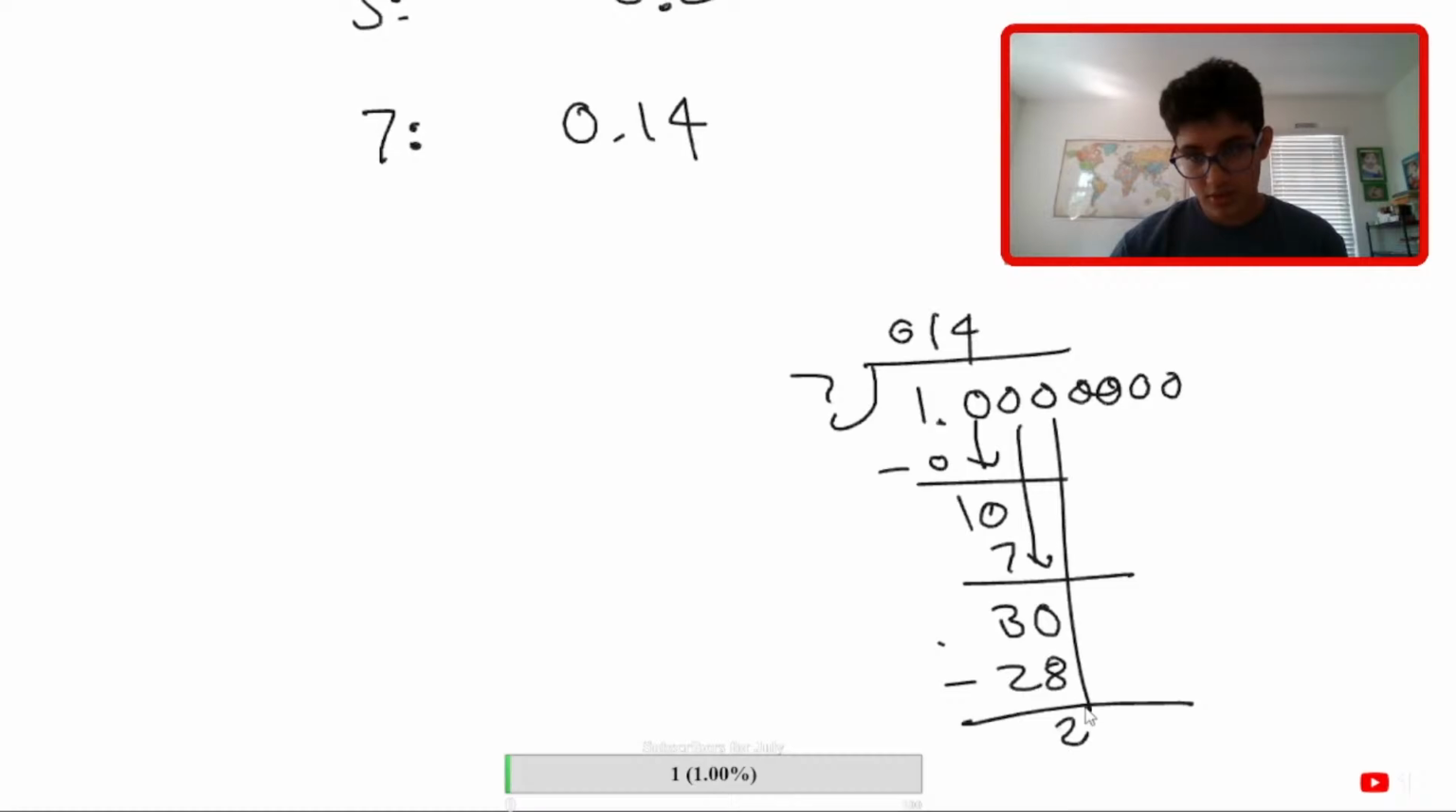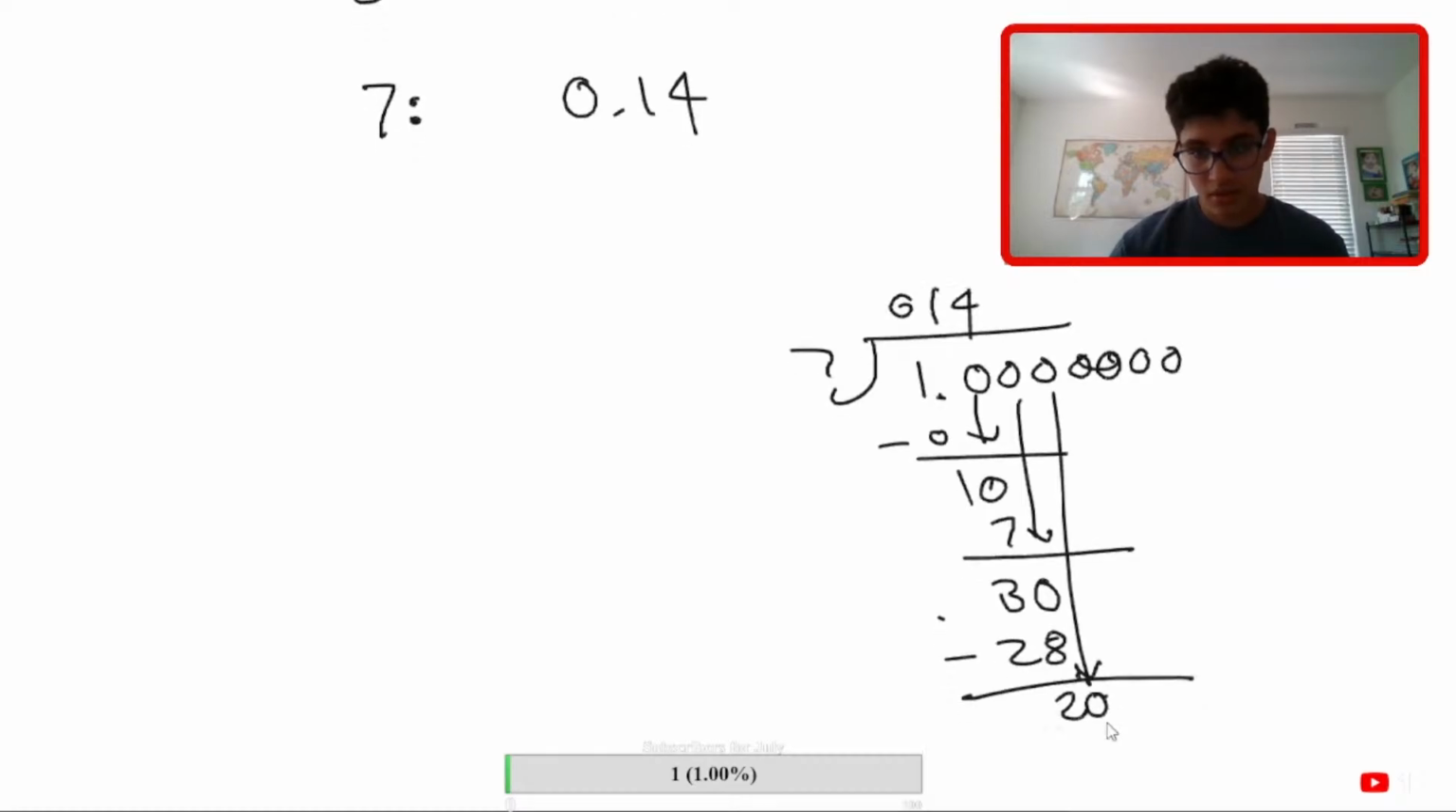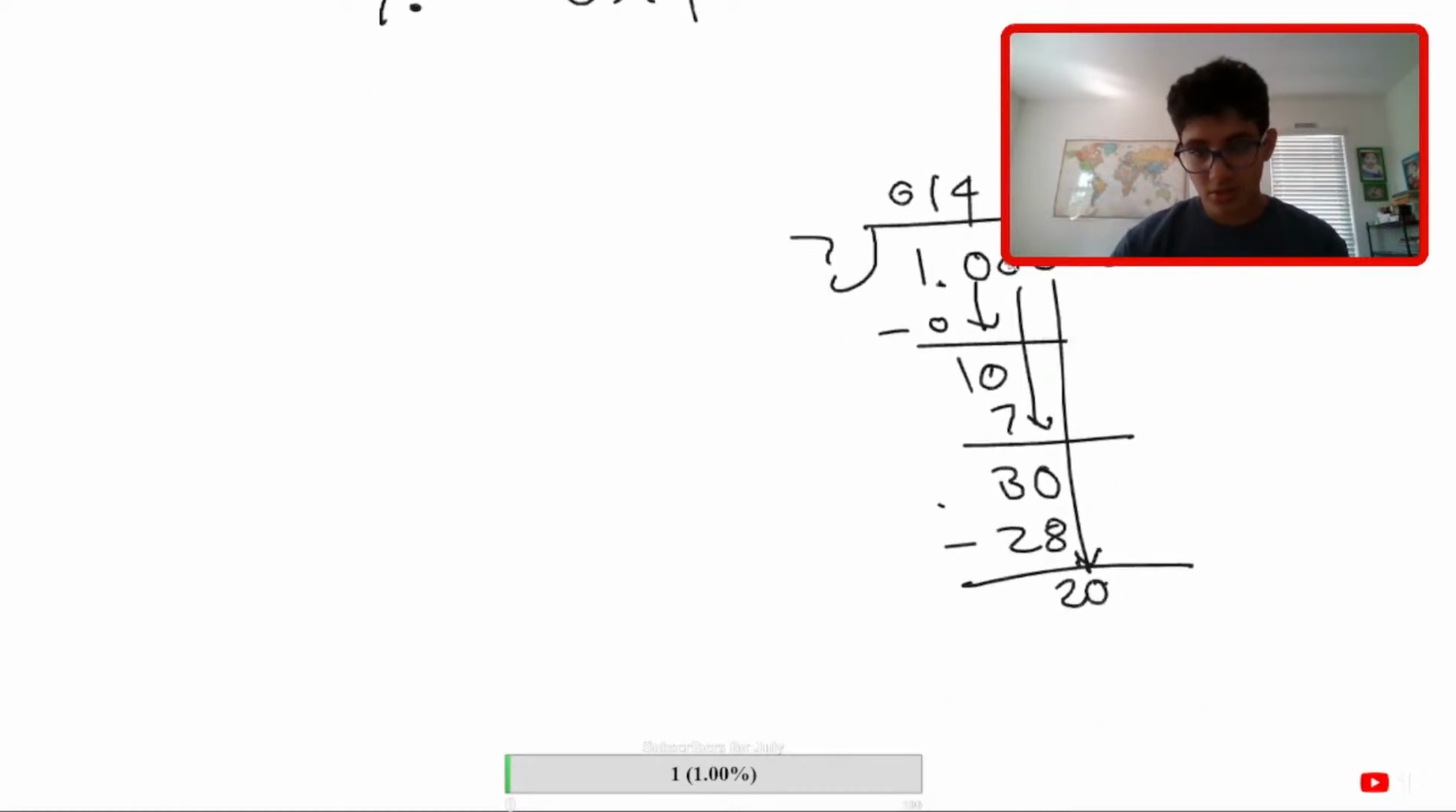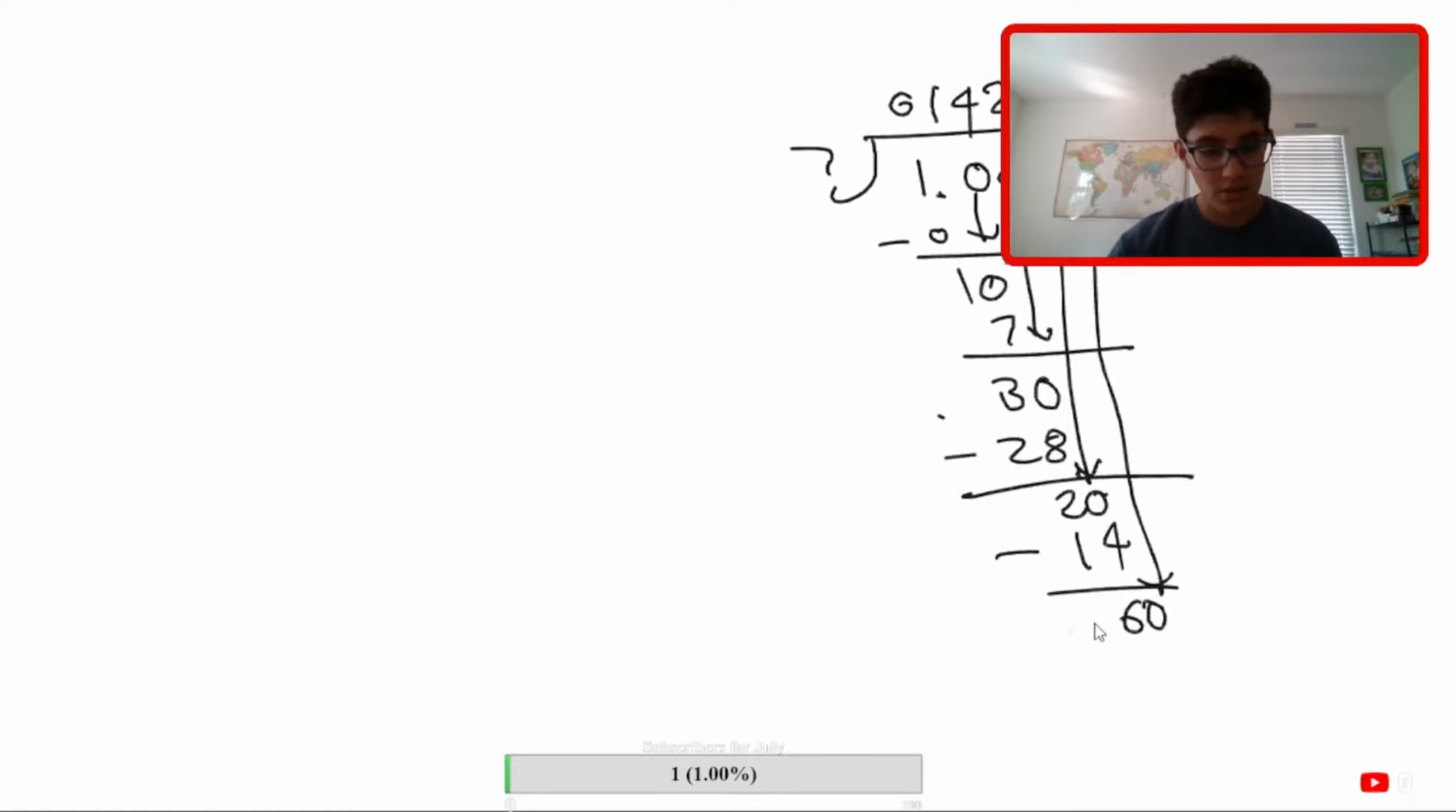So 2, pull down 0 again. That gives you 20. So you'll put in 2 now, minus 14. That gives you 6. Pull down 0. So it's not 9, it's 8, minus 56. Wait, can you see all this? No, I'm covering it a bit, so let me just move out.